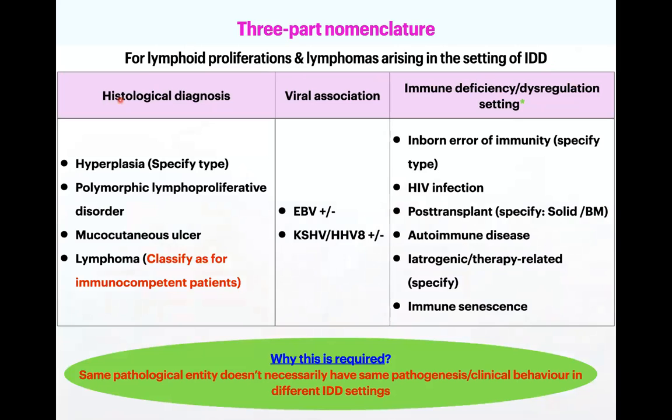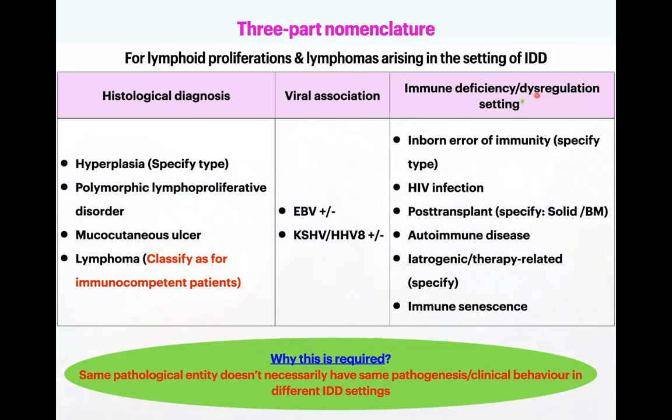So the histological diagnosis can be hyperplasia, then you specify which type of hyperplasia. It can be polymorphic LPD, lymphoproliferative disorder. It can be mucocutaneous ulcer. It can be lymphomas, and if it is a lymphoma, then you classify it as in the immunocompetent. Whatever the lymphoma is, you classify it according to that, and then you put these two parts of the nomenclature along with that classification. So viral association: whether it is EBV positive or negative, HHV8 positive or negative.